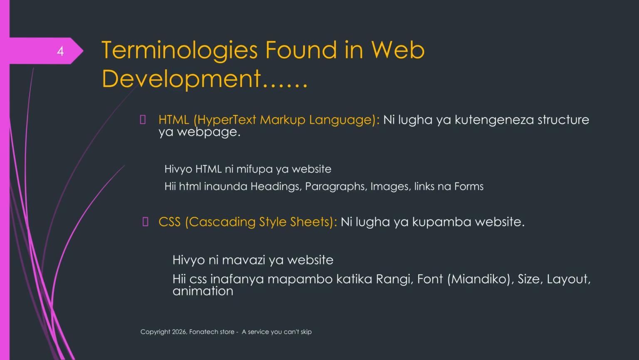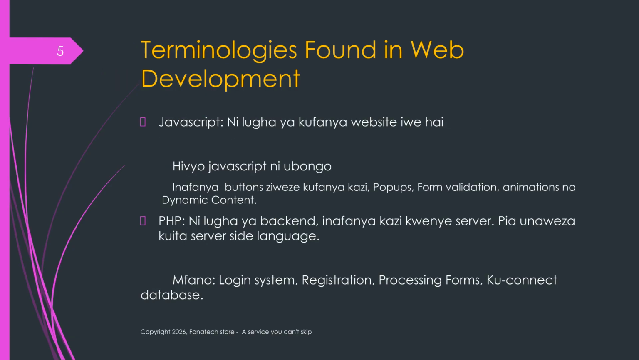HTML, or Hypertext Markup Language, is the language for creating the structure of a web page. Think of it as the bones of a website, forming headings, paragraphs, and links. CSS, or Cascading Style Sheets, is the language used to style the website, defining colors, fonts, layout, and animations. JavaScript makes the website interactive. It is the brain, enabling buttons, pop-ups, and dynamic content.